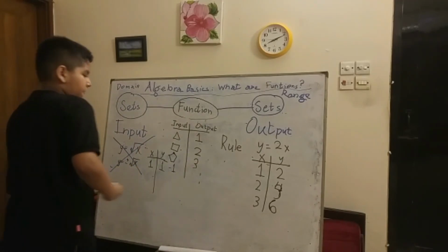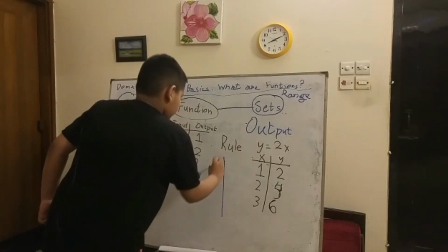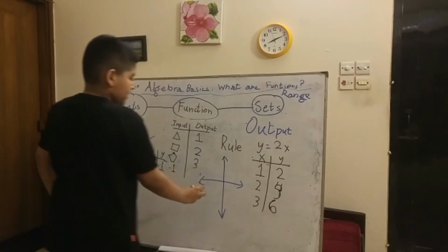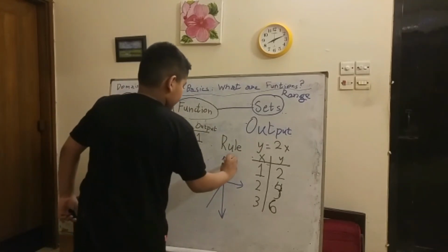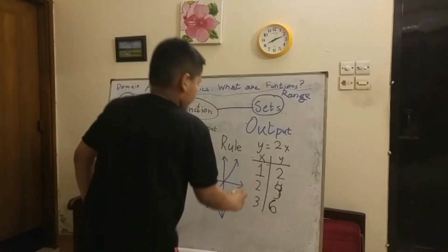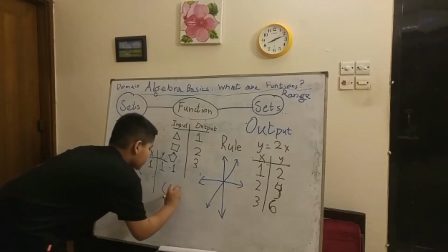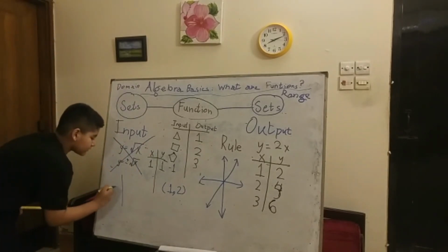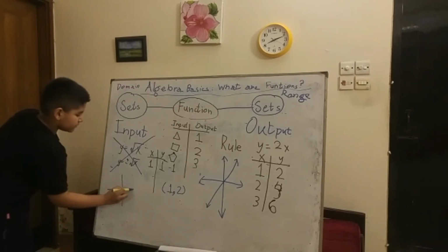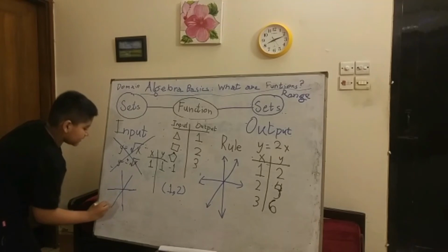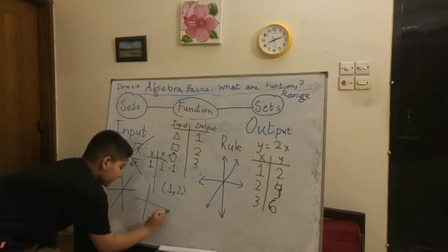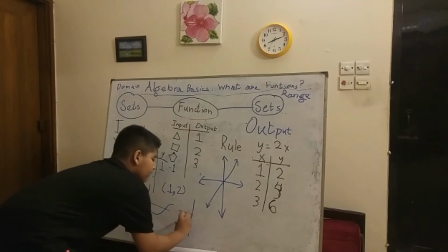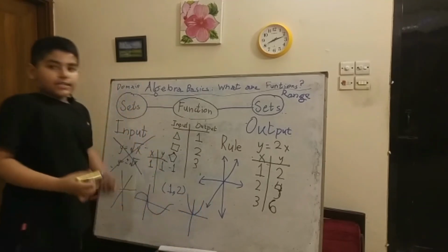Now you can see this function can be graphed on a coordinate plane. This is a linear function and it can be graphed on the coordinate plane because it's an ordered pair, like 1, 2. Get it? There are tons of functions. Let me show you. This is a linear function. This is a trig function. This is a quadratic function, and so on and so forth.